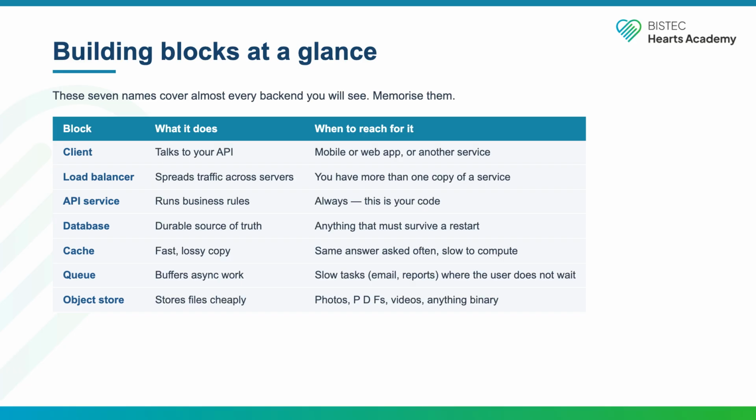Database, the durable source of truth. Cache, a fast, lossy copy. Queue, buffers asynchronous work. Object store, for files. Whenever you sketch a design, start by listing which of these you need. Most small applications need 4 or 5. The big systems use all 7, often several of each. Memorize the names. Memorize what each one is for. The whole rest of the day is about how to use them well.